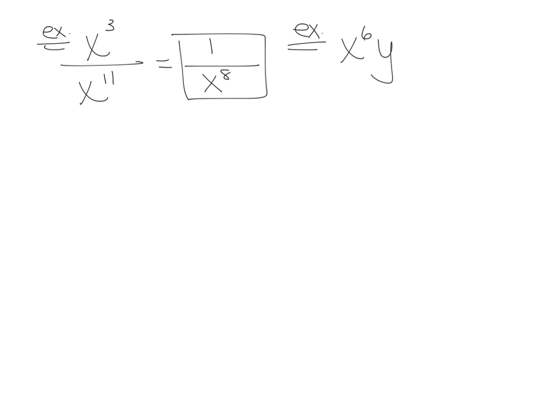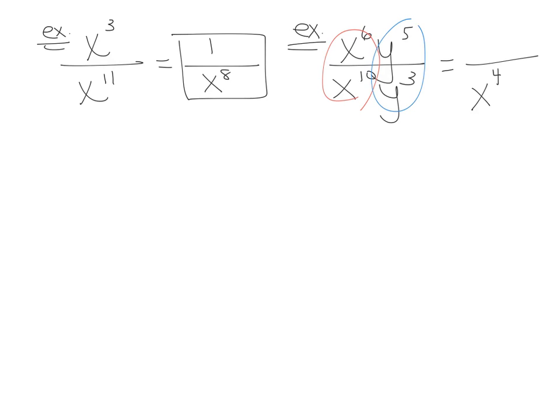x to the 6th, y to the 5th, over x to the 10th, y cubed. Same thing as when we were multiplying, we only do our variables that are the same. So I'm going to look at my x's first. Where's my bigger x? On the top or on the bottom? My bigger x is on the bottom. Big x minus little x, 4. Now I'm going to look at my y's. Bigger exponent is on the top, so y ends up on the top. Big exponent minus little exponent is 2. And I'm done.